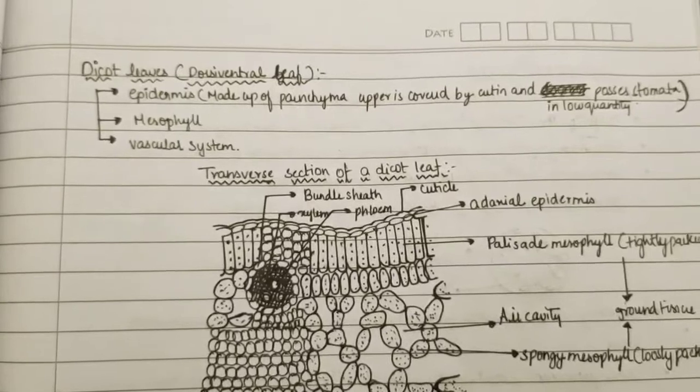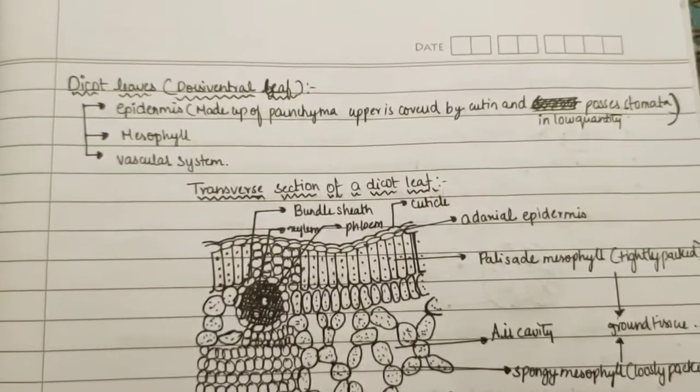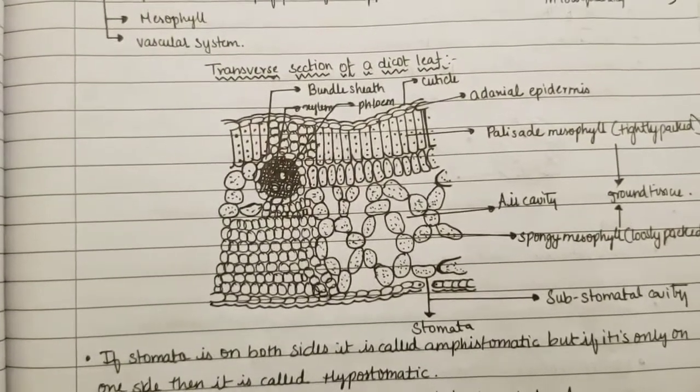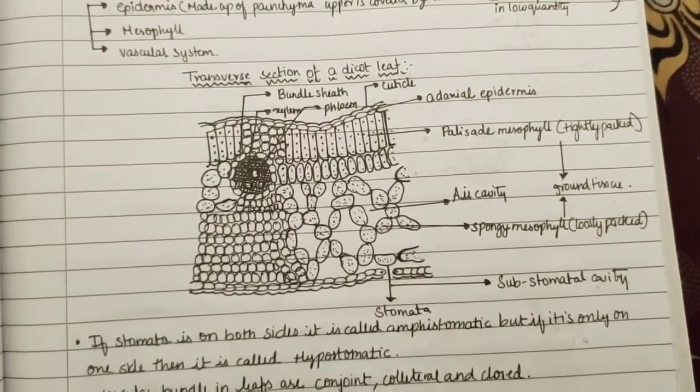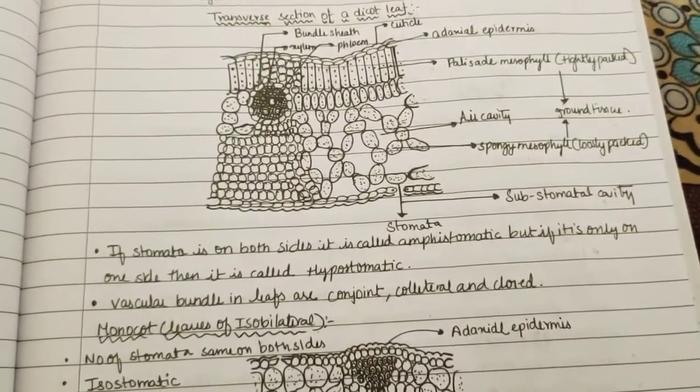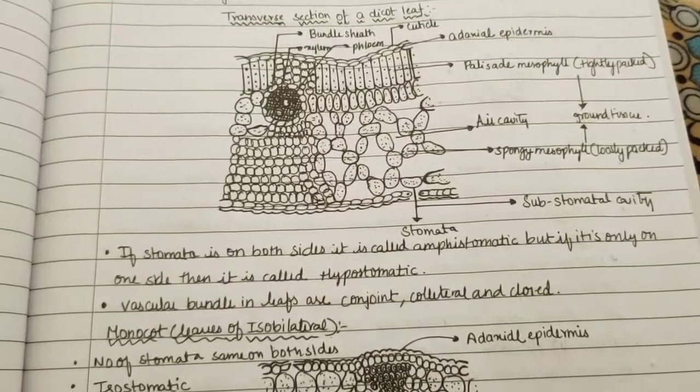Now let us discuss dicot leaves or dorsiventral leaves. It has epidermis, mesophyll and vascular system. Epidermis is made up of parenchyma, the upper is covered by the cuticle, and it may possess stomata in low number. Here we can see a transverse section of a dicot leaf.